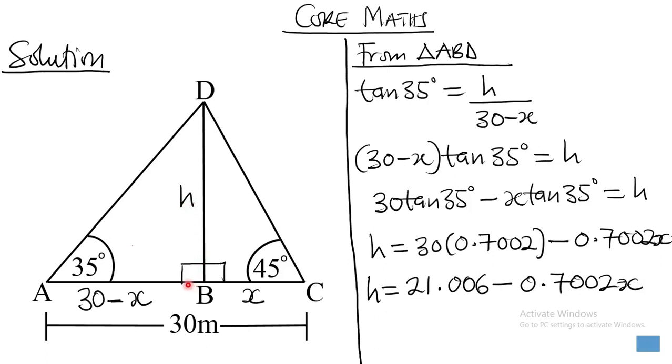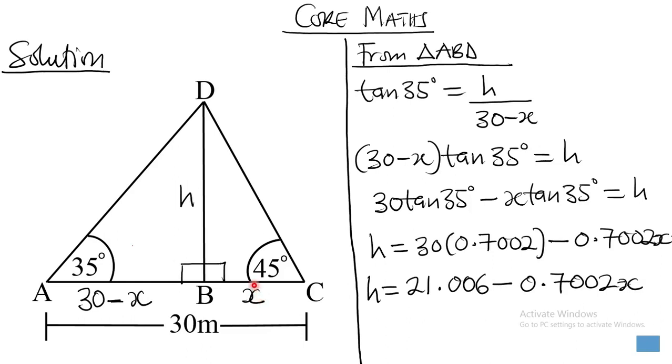Now looking at the diagram also, you realize that the distance between AC is the same as what? The distance between AB plus that of what? BC. So in other words, when we add AB to BC, we are going to get what? AC. And we know that AC is what? 30 meters. So if you are using X to represent the distance between BC, then it means that the distance between AB is going to be what? 30 minus X. So that is why you see 30 minus X here, and then you see what? X here.